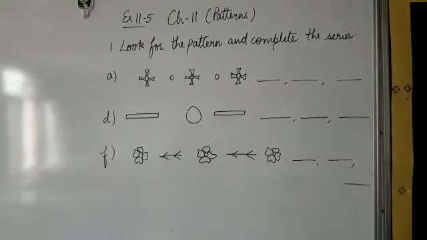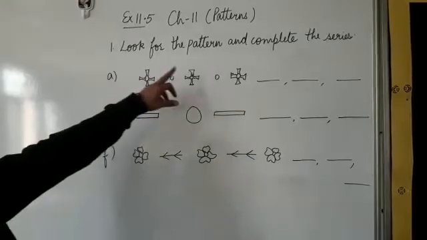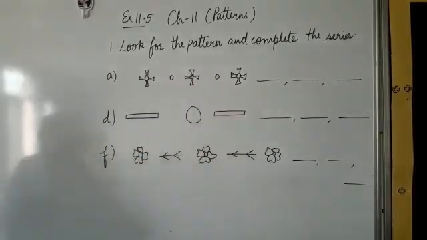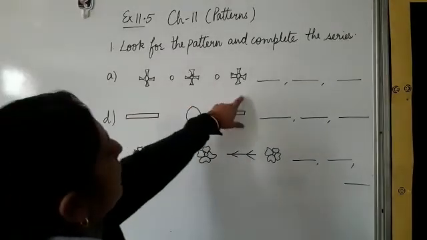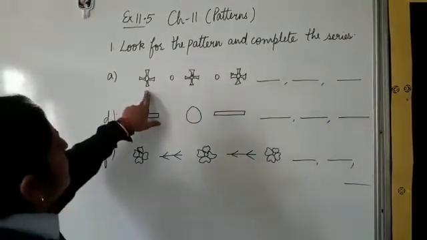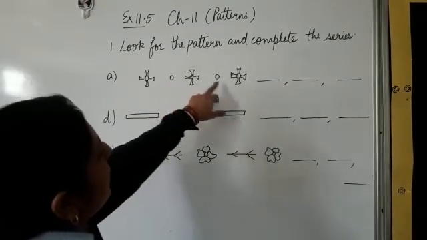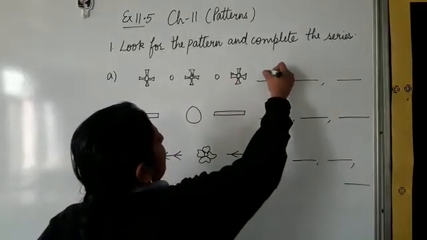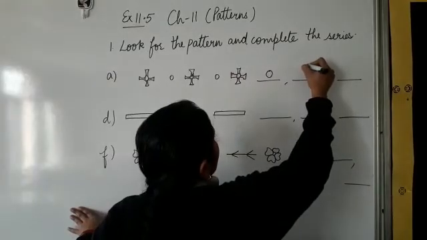Now coming to the last exercise of this chapter, exercise 11.5. Look for the pattern and complete the series. This is very simple. You just need to look at the pattern, what pattern is going on. Here this design is there, then you have a circle. Then a design, then the circle, then design. This means the next will be the circle again. Now after that your design again.